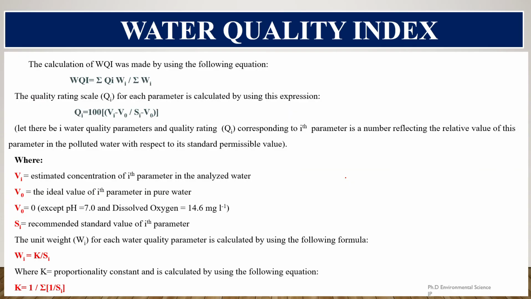So likewise, you can also calculate the water quality index with the help of this formula, and higher values of the water quality index will indicate poor water quality, while lower values will suggest better water quality. So we discussed all the EIA methods.